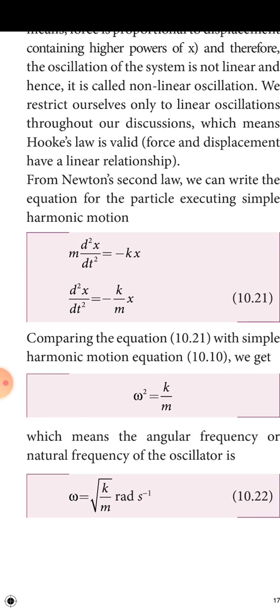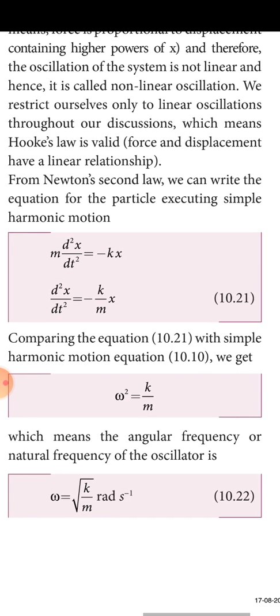Already we have discussed this in equation 10.10: d squared x by dt squared equals minus omega squared x. So replace this as 10.21 on the left hand side. We put minus omega squared x equal to minus k by m into x. So x cancels and the minus sign is neglected.